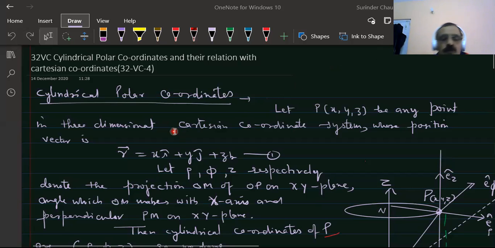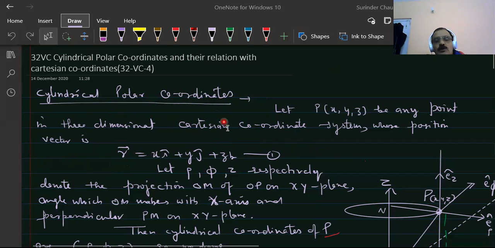Hello students, in the previous lectures we have derived the equation for gradient of a scalar point function, divergence of a vector function, curl of a vector function, and equation for Laplacian operator in curvilinear coordinates as well as in Cartesian coordinates. Now we'll have a special type of curvilinear coordinates, cylindrical polar coordinates.